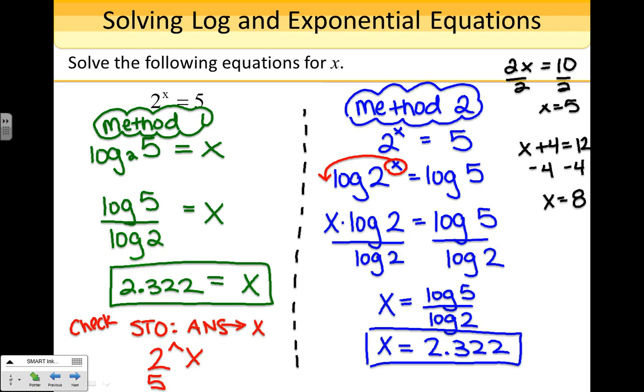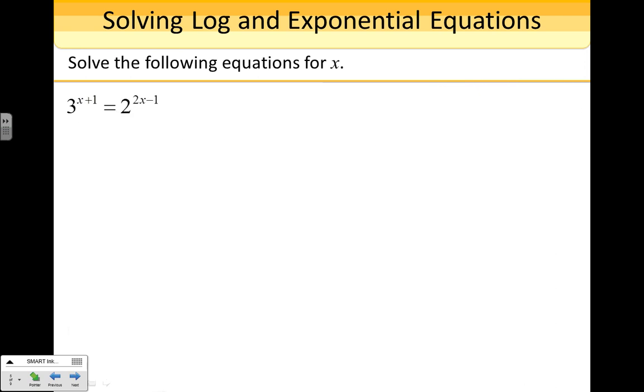For example, I have 3 to the x plus 1 equals 2 to the 2x minus 1. So in this case, it becomes more difficult to use method 1 that we talked about. So what we want to do is take the log of both sides. So I have an exponential equation, and the inverse of exponential equations is the log. So I can take the log of both sides.